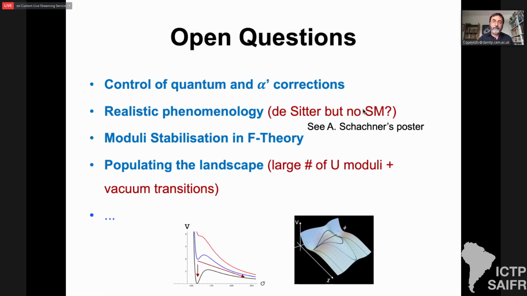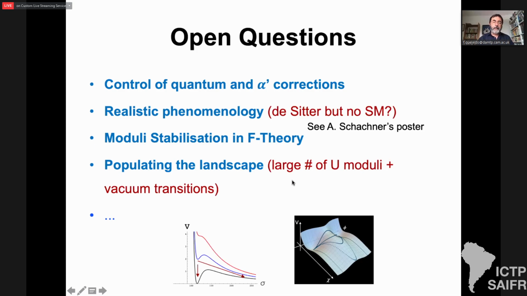For that, I invite you: my student, Andreas Schachner, will have a poster session on a recent work on this. Moduli stabilization in F-theory in general would be important to take care of issues like open string moduli that have not been properly studied. And then populating the landscape.